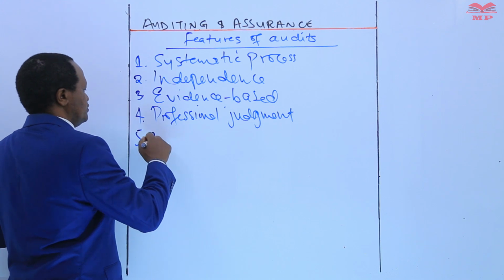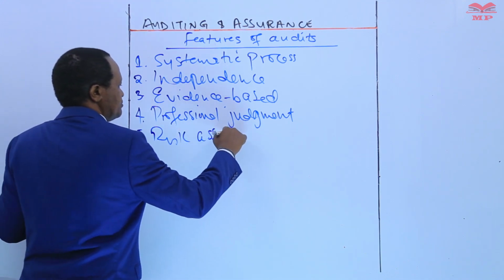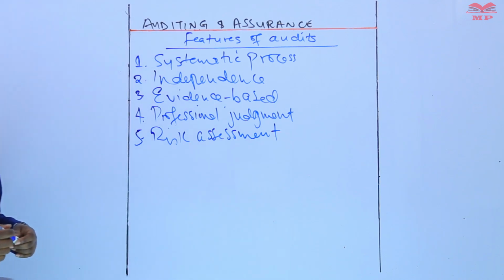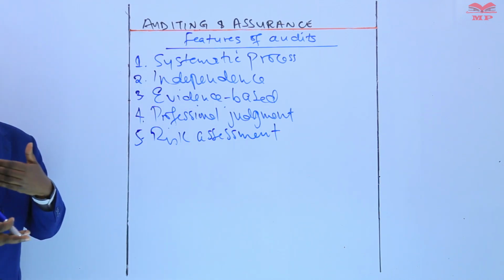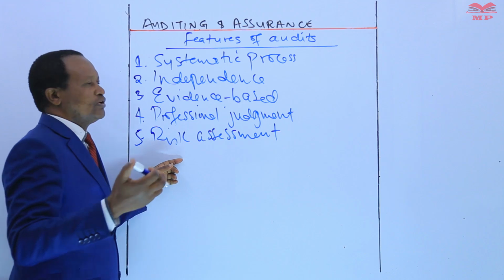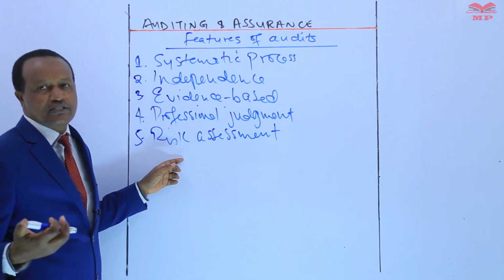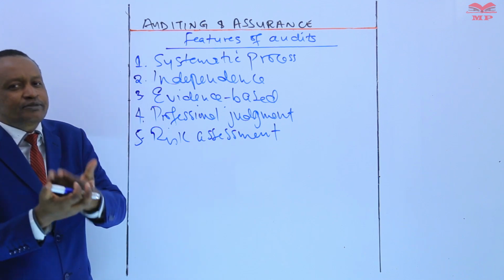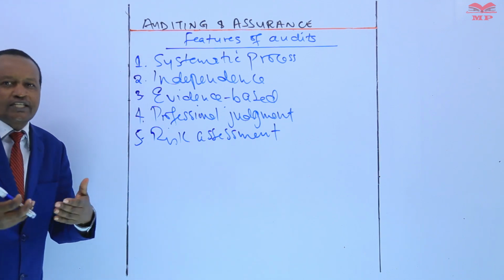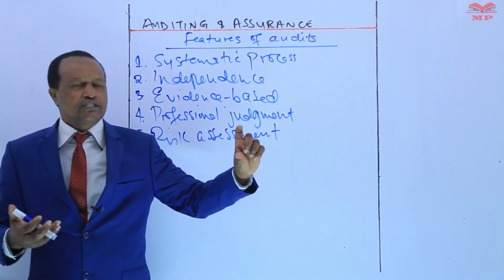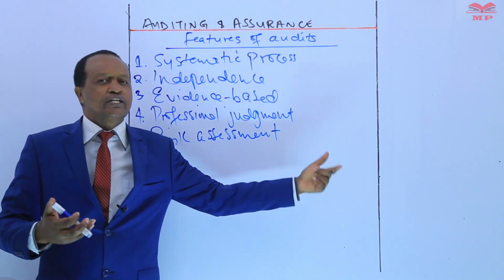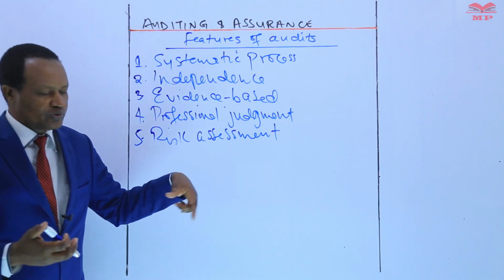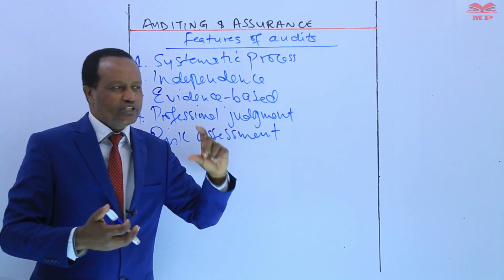Five, risk assessment is a feature of audits. Auditors assess the risks of material misstatements in the financial statements, and that helps them to focus their efforts on areas where there are risks of errors or fraud and so on. So auditors have to carry out assessment of risk in different areas.